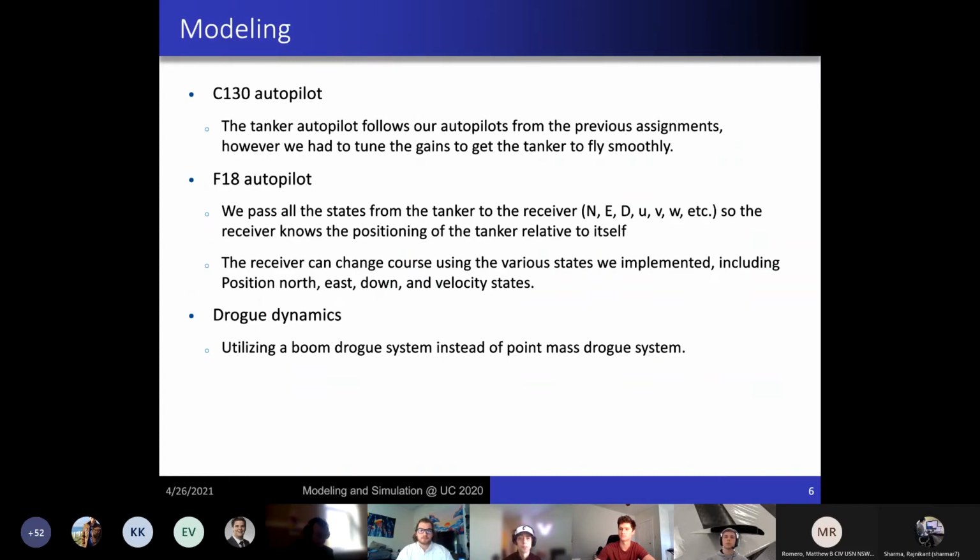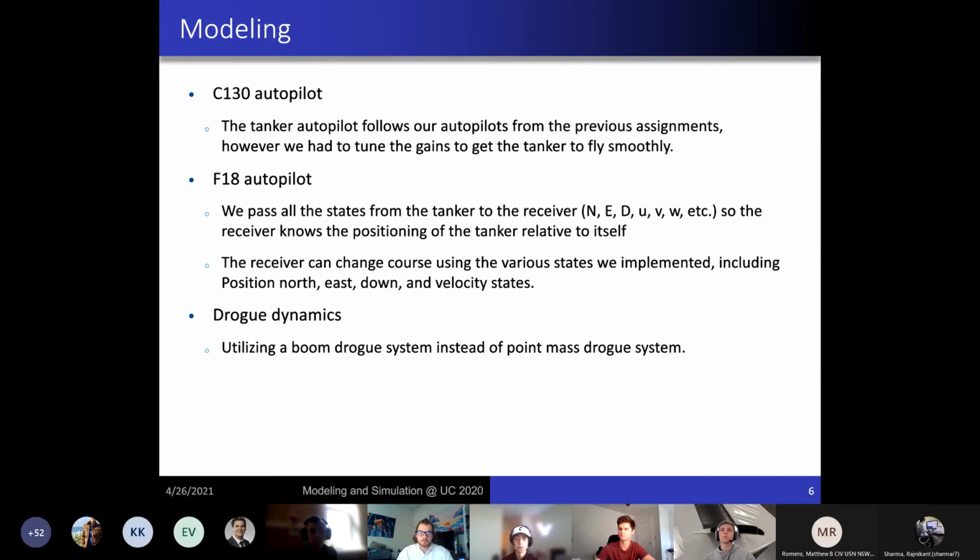As for modeling, our C-130 or our tanker autopilot is actually very similar to our old homework assignments. We just had to tune some of the gains to get our tanker to fly properly. As for the receiver autopilot or the F-18, we were actually passing all the states from the tanker into the receiver. That way the receiver plane knows the positioning of the tanker at all times. And you'll see later how this wraps into our autopilot.